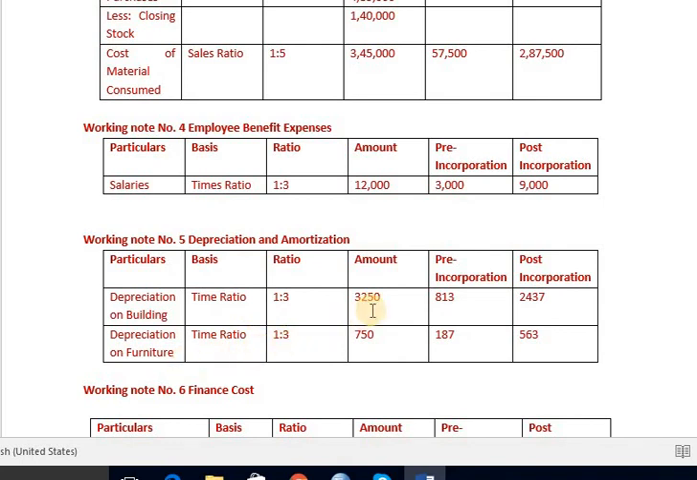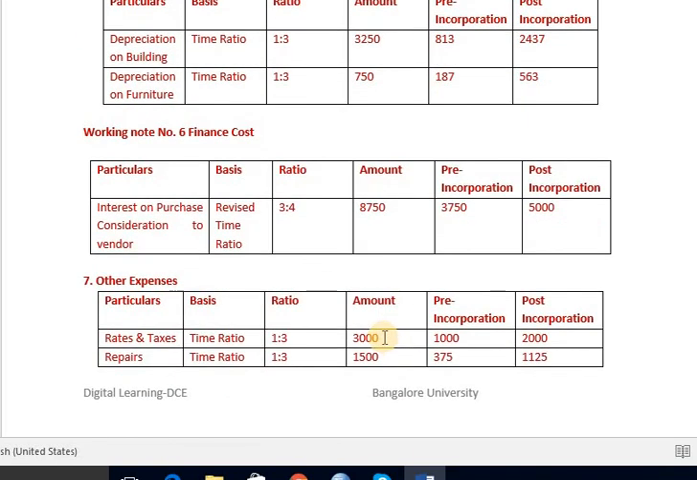3,250 is the total depreciation on building: 3,250 into 1 by 4, 3,250 into 3 by 4. For furniture, 750 into 1 by 4, 750 into 3 by 4. And for the finance cost, we are supposed to calculate the interest on PC, which comes to around 8,750: 8,750 into 3 by 7, 8,750 into 4 by 7.